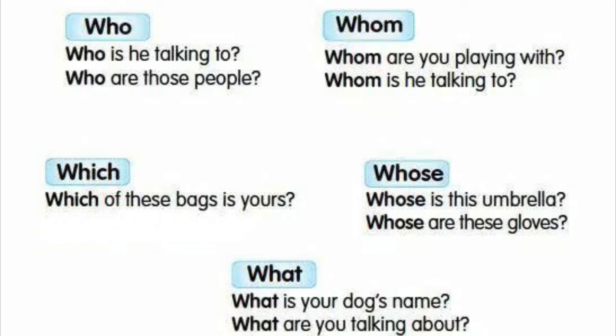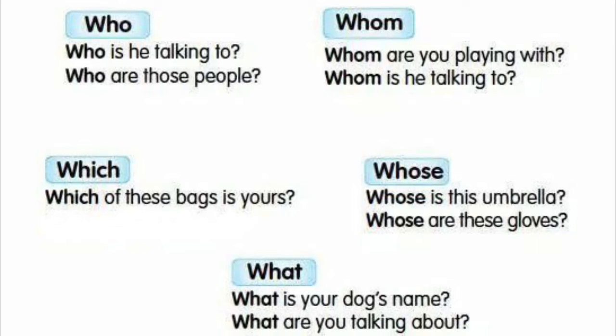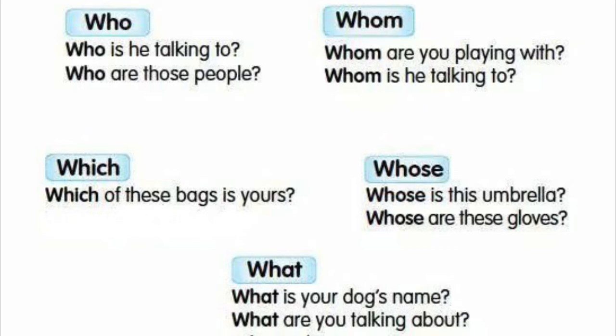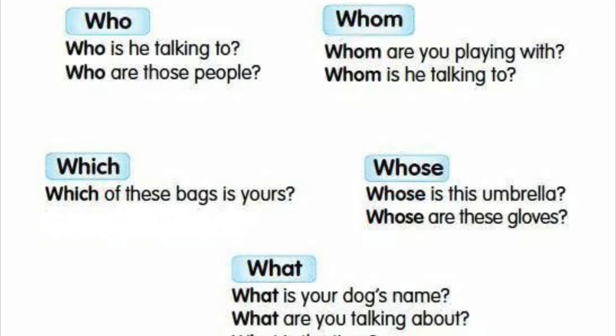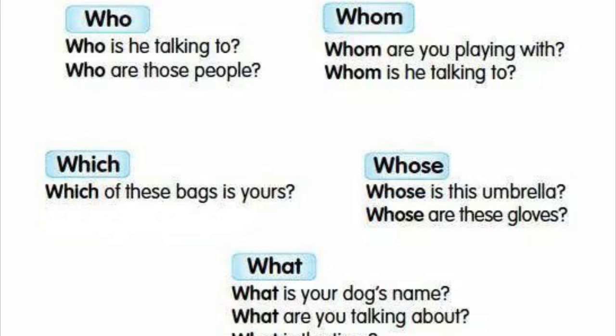But before that, I want to make something clear about who and whom, where who is used and where whom is used. Who is used for the person who does an action, जो action करता है. Whom is used for the person who receives an action, जो action receive करता है. Who, the person who does an action. Whom, the person who receives an action. Okay, so now we are going to look at the examples.